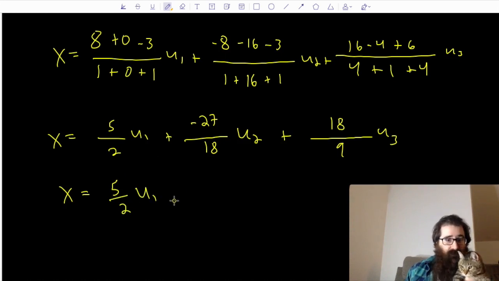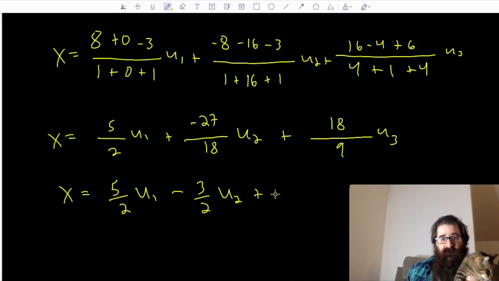5 halves times u sub 1. And then minus 27 over 18, I can reduce by 9 on top and bottom. 9 goes into 27 3 times and into 18 twice. And then plus 18 divided by 9 gives me 2 times u sub 3.